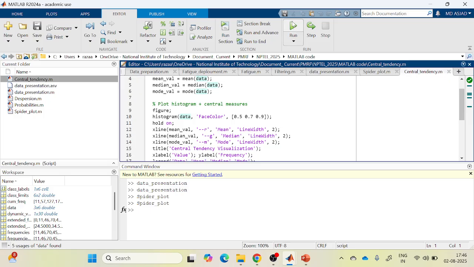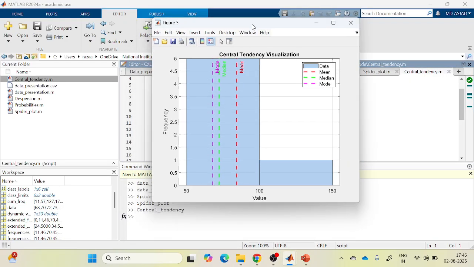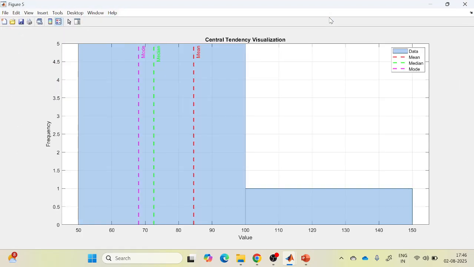So we can plot the histogram. If you run it, we can see the distribution here. This is the value of the mode. This is the value of the median. This is the value of the mean. And we can see how all the data are spread out.